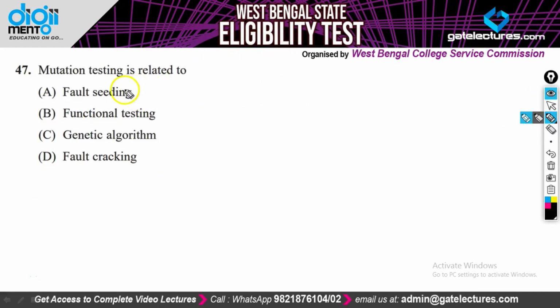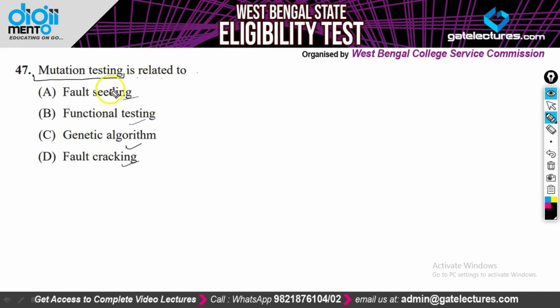So here we have a question from software engineering, which is saying mutation testing is related to fault seeding, functional testing, genetic algorithm, or fault cracking. Now let's first talk about what is mutation testing. Mutation testing is one in which we intentionally add a few bugs in our built software. We intentionally add some error code in our code, and then we check it against the test cases. If our software is able to rectify those errors, then it is fine, otherwise we again recode it.